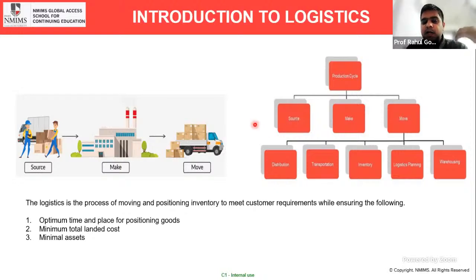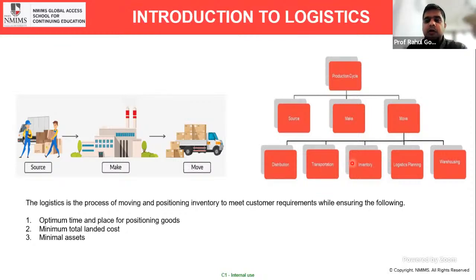There are a lot of activities under the planning umbrella. There are a lot of activities happening under the sourcing or procurement umbrella. There are a lot of activities happening in make, which is about production. And then there are a lot of activities happening in move. It could be a forward move. It could be a backward move, which is reverse logistics. So we are going to look at logistics use cases also. And when we talk about logistics, we talk about distribution, we talk about transportation. And I'm sure all of this you had already covered, right?